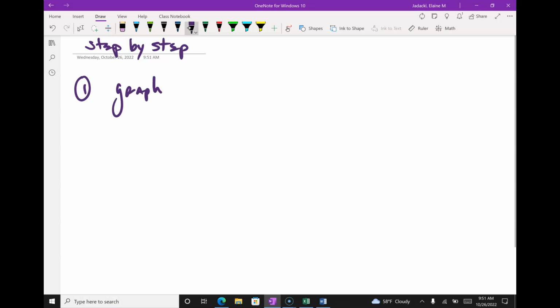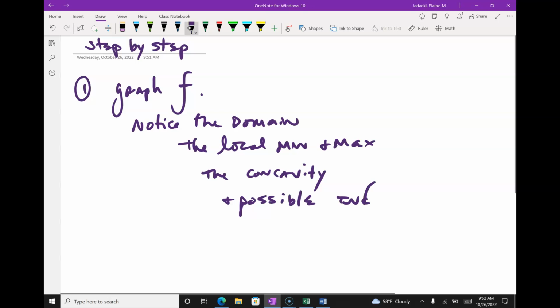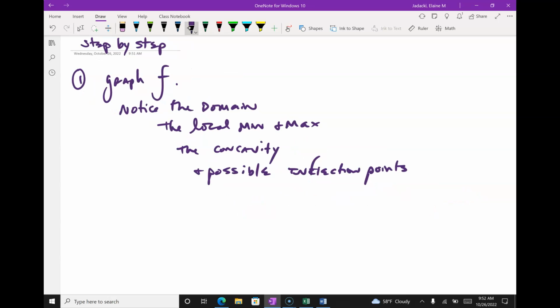Graph f, right? Notice what? The domain. The local min and max, the concavity, and possible inflection points. So for my example function, I'm going to use e to the minus x squared over 2.